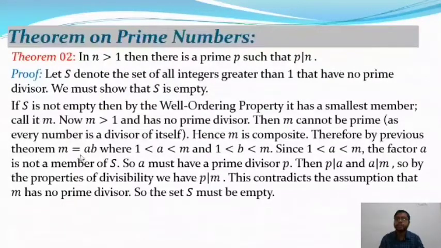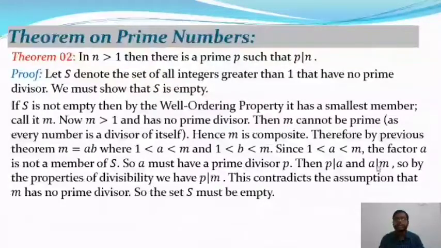The two numbers will be A and B, where A and B lie in the interval between 1 and M. That means 1 is less than A less than M, and 1 is less than B less than M. Since 1 is less than A less than M, the factor A is not a member of S. So A must have a prime divisor P. So P divides A.